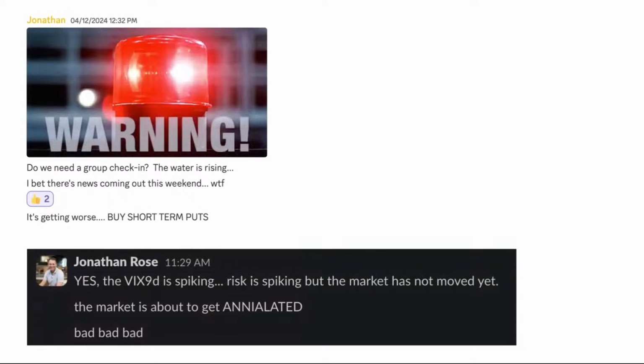Now, April 12th, this was before we heard any news about Iran moving on Israel. The market is showing us the news, is showing us that, hey, there's risk in the market. We might not know exactly what that risk is, but when we see that VIX 9-day spike, that's when we send a warning. The water is rising. I bet there's news coming out this weekend, and that's exactly what happened.